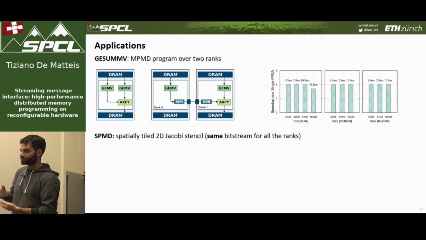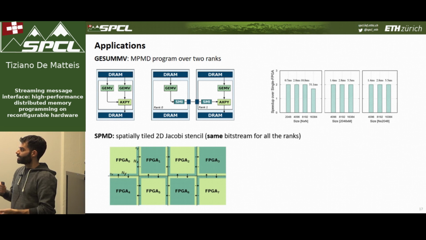We implemented also a single program, multiple data application, which is a Jacobi stencil. So the implementation is the classical one, in which the matrix is partitioned across the different devices and neighbors exchange the halo region on each time iteration. Now, being a single program, multiple data application, we use the same bitstream to program all the ranks.